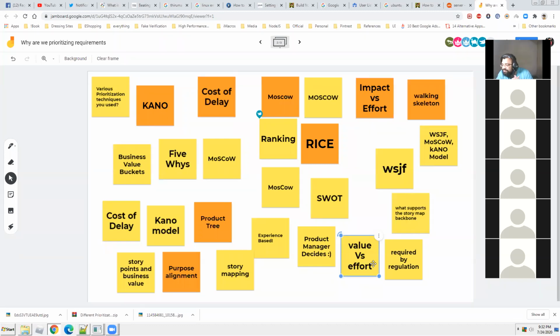I think we sometimes overuse the models even if they are not needed. At the end of the day, it is gut feel. Neither the business value nor the estimations are accurate. Absolutely, Anand. Absolutely.